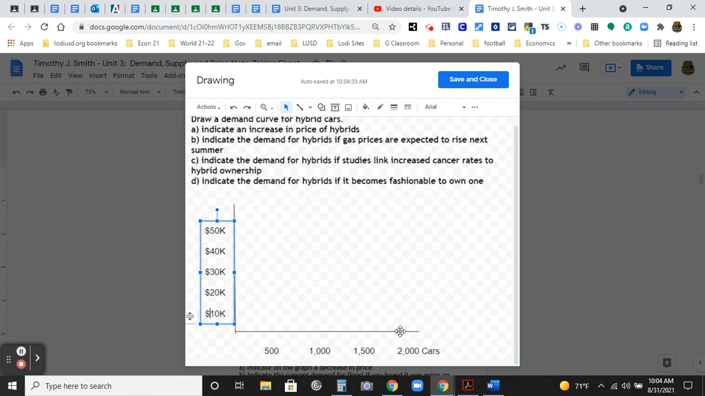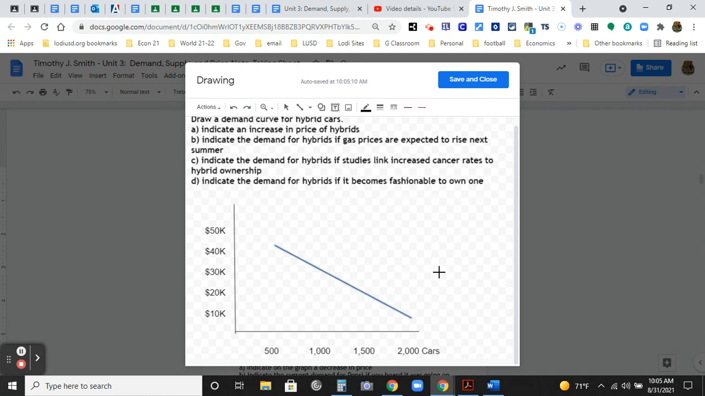Let's say at $10,000, consumers would want 2,000 cars. And now we're going to want to draw in our line here. But at $20,000, people want 1,500. At $30,000, people want 1,000. At $40,000, people will want 500. Nobody will want a hybrid car at $50,000. Let's say that's the case.